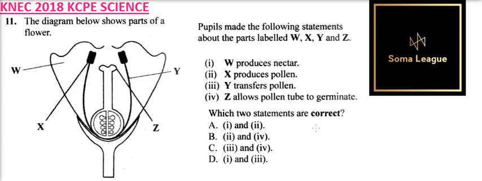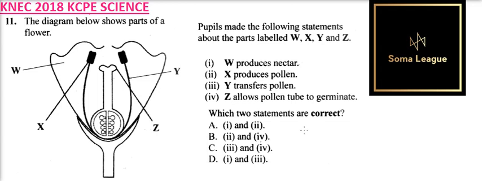That is a petal. Number 2, X produces pollen. That's a filament. Number 3, Y transfers pollen. Then we have Z allows pollen tube to germinate.